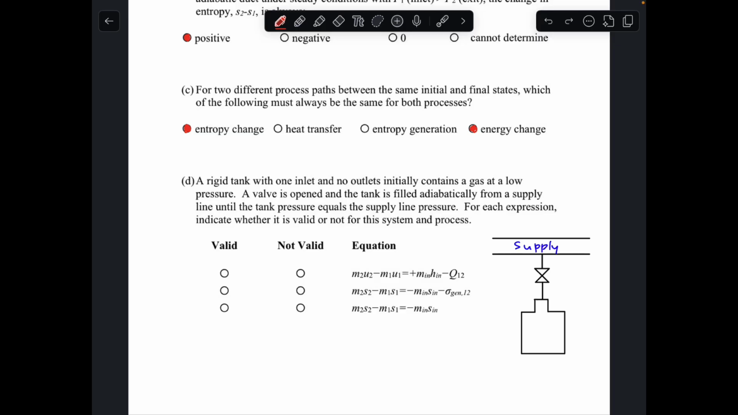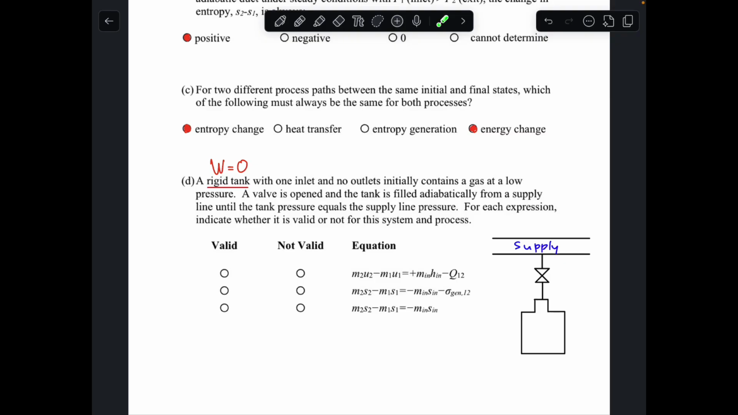The first thing is that it says this tank is rigid, which means that our work term is going to be equal to 0 because the walls of this tank are fixed. They're not able to move, so we're not going to have any boundary work, and we don't have any other types of work, so our work is going to be equal to 0. One inlet and no outlets, so we see that in our schematic.